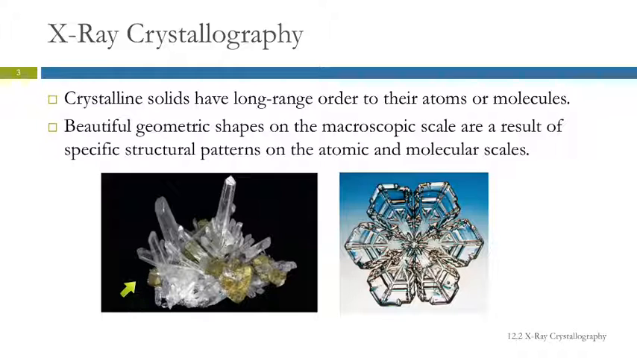The beautiful shapes that we see, I think these are quartz crystals. This is a snowflake. There is a chemical reason that snowflakes always have 6 sides. It's because of how the water molecules arrange to maximize the hydrogen bonding when they freeze to become a solid. And all of these beautiful shapes that we observe in crystals of all kinds are due to the arrangements of the atoms or molecules inside.